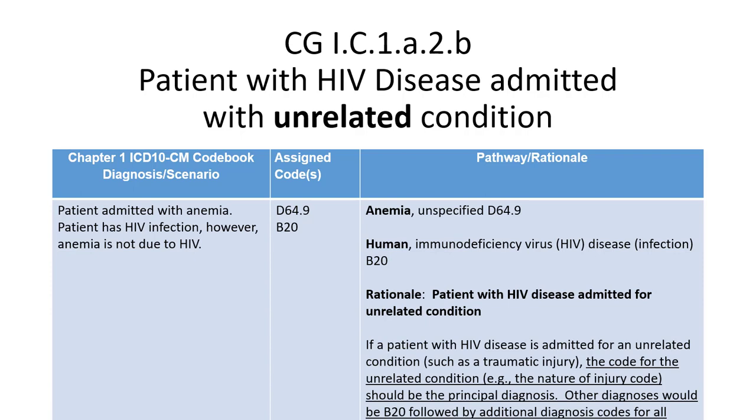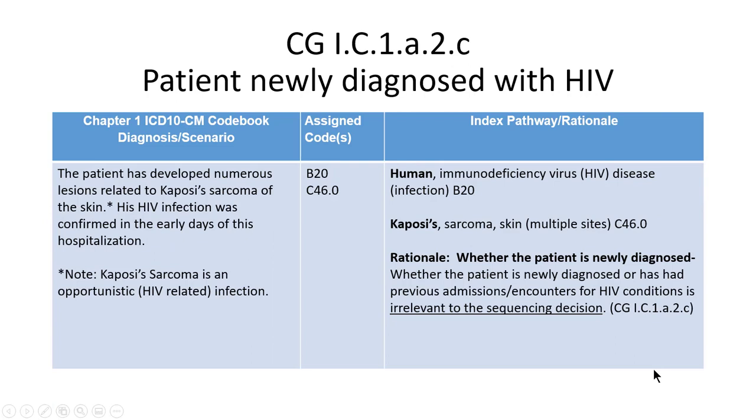You would be coding the condition as your principal diagnosis, and then the B20 would be your secondary diagnosis. The documentation has to tell the coder the patient's admitted with anemia. He or she has HIV infection, but this anemia is not due to HIV. And the guideline tells the coder how to code that.